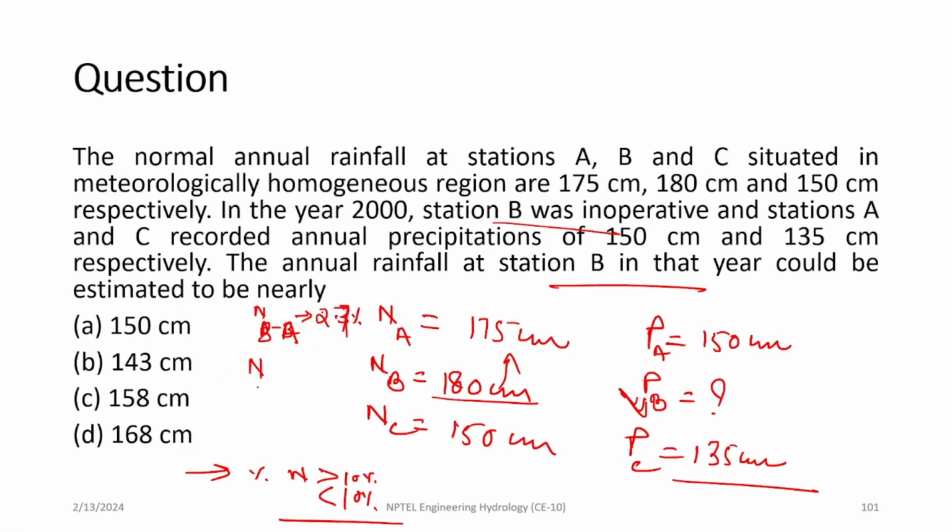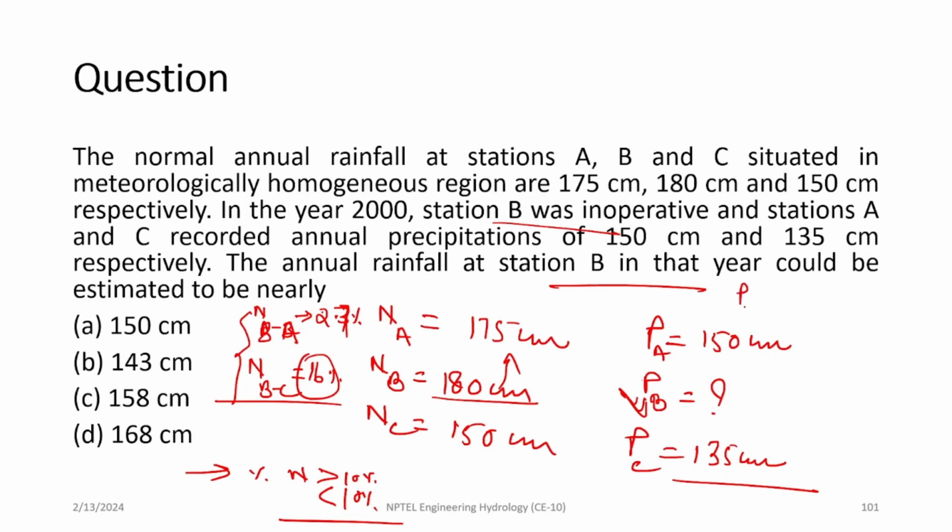Then again you have to calculate NB to C. So C is 30, 30 divided by 180 into 100. It's 16%. So we have to go for another formula. We have to take the normal ratio method only because it is greater than 10%. If one of the values is greater than 10%, then we have to adopt the normal ratio method only. So now go with the formula and calculate the missing value.